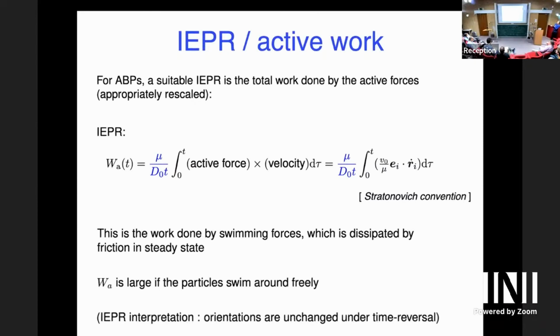And what do we know about this? So this thing is large if the particles are swimming around freely, and it's small if the particles are not moving for some reason. So if r dot is very small, or if r dot is not in the direction of e, then this thing will be small. It will be large if they swim, and it'll be negative if they swim backwards. And just in terms of the previous formula, the way this is interpreted is that we keep all degrees of freedom when we define a path, and we don't reverse any degrees of freedom when we define the time reversal. And then that gives you this.